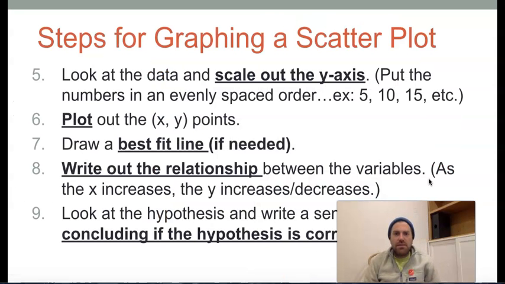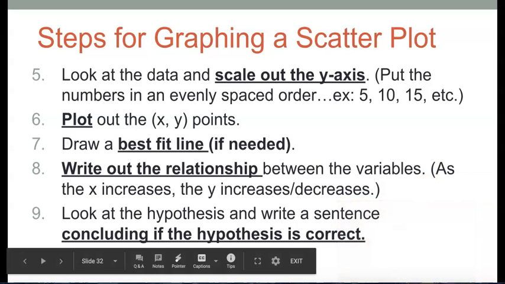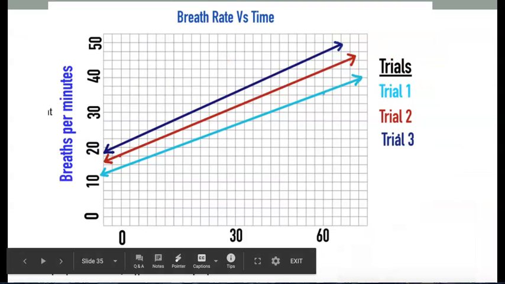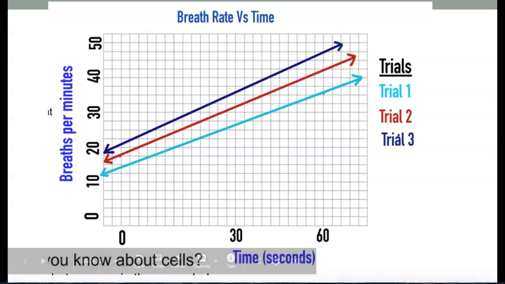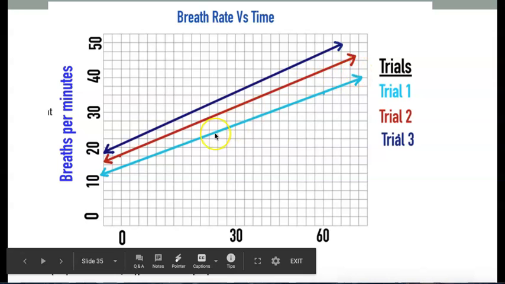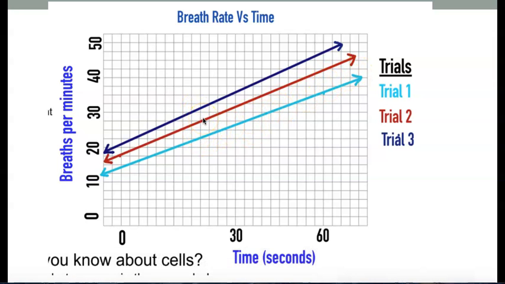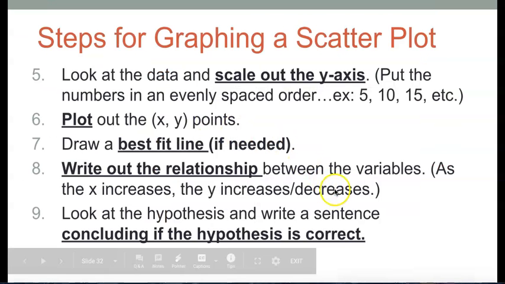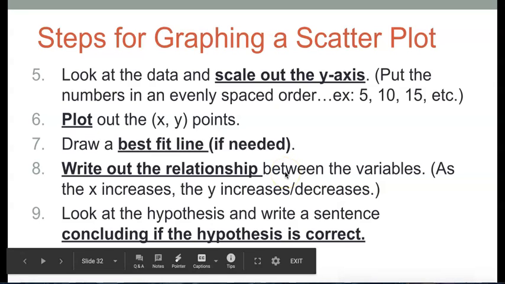8 and 9 then are going to be, I think I have an example graph here for you first. Yeah, so here's my graph. And you can kind of see that they all show the same general trend, even though the numbers were off a little bit. Okay, so 8 and 9 is writing out the relationship.